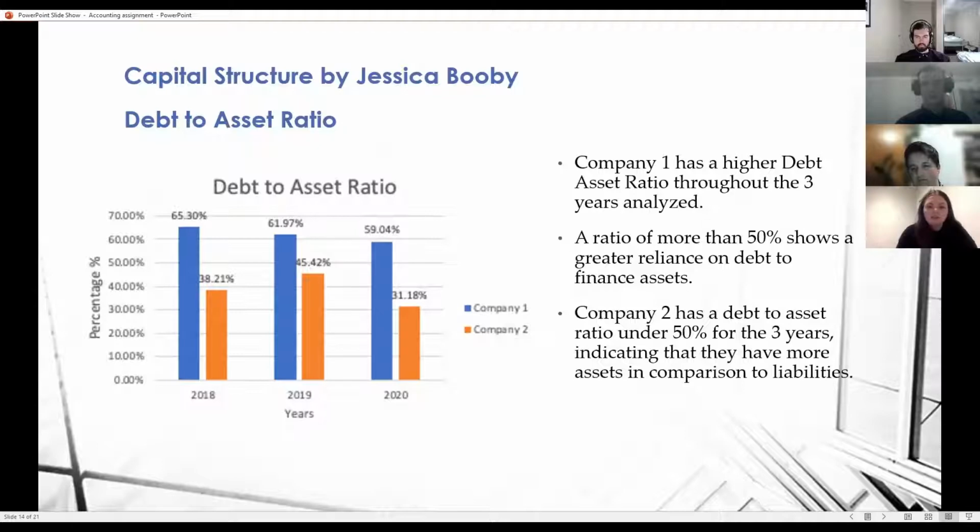Thanks, Lochie. So the analysis of capital structure ratios provides us with the proportion of debt financing relative to equity financing and provides details of the company's financing decisions.